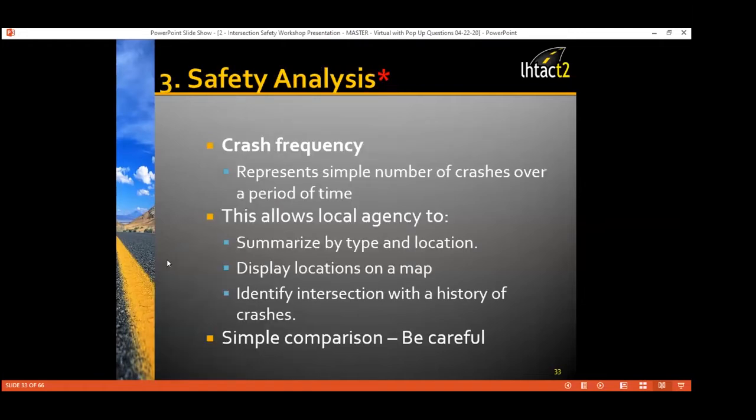So we've talked about problem identification. What's going on out there? What's the crash data telling us? How can we get a hold of the crash data? We've talked about once we get a hold of the data, how we can compile it, put it in a spreadsheet. And somebody was asking the question yesterday about prioritization. So we can start talking and thinking about how we want to prioritize.